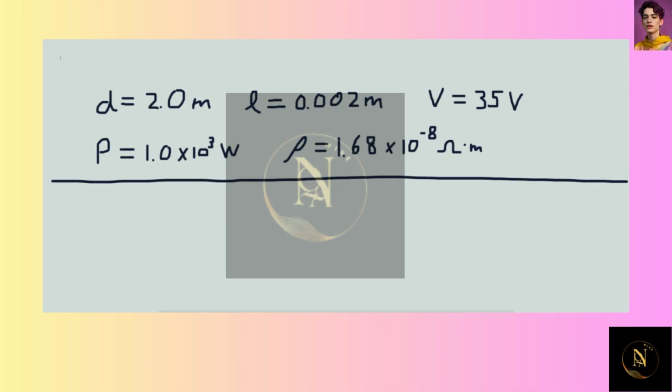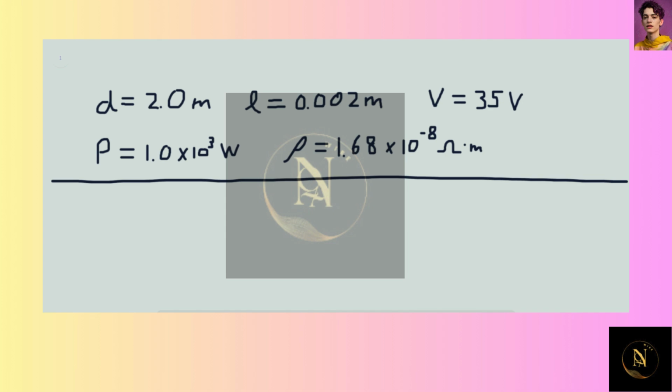Our question wants us to consider an electromagnetic coil with a diameter that is made from square wire. The square wire has a length of 2 millimeters. So l here is 0.02 meters. And the diameter of the coil is 2 meters. So D here is 2.0 meters.